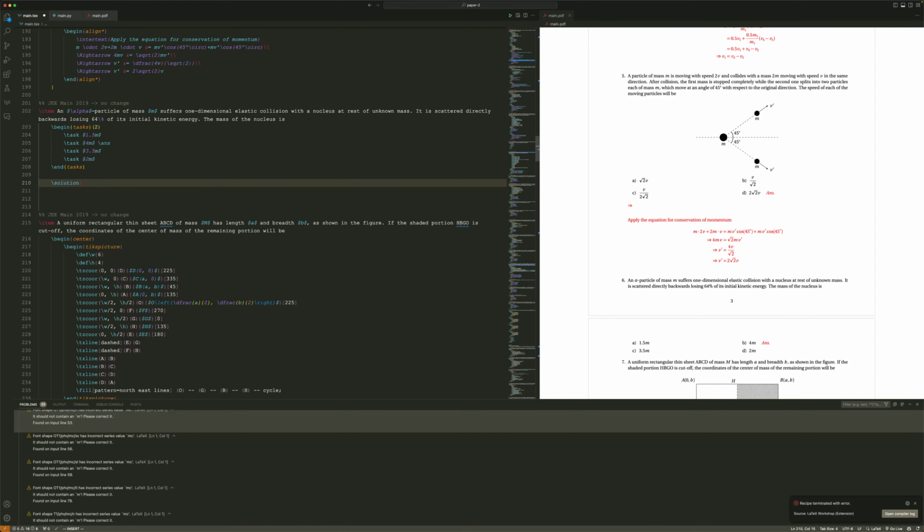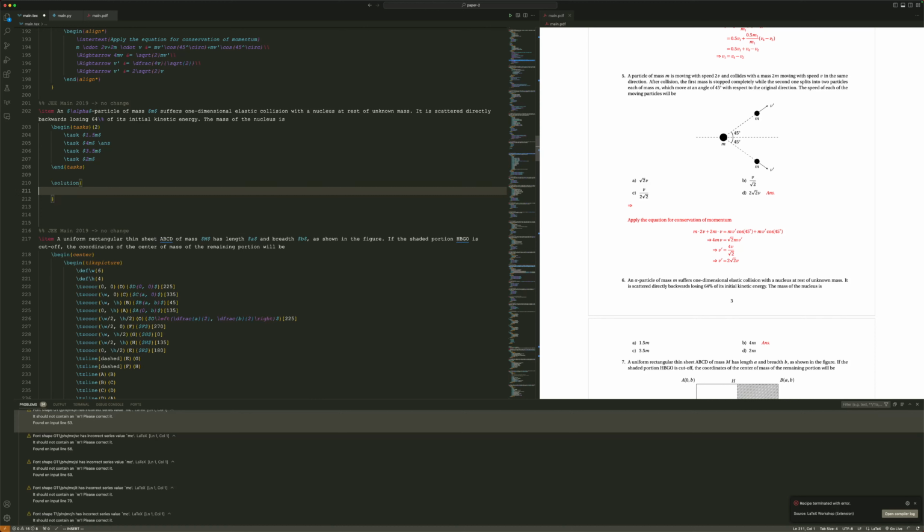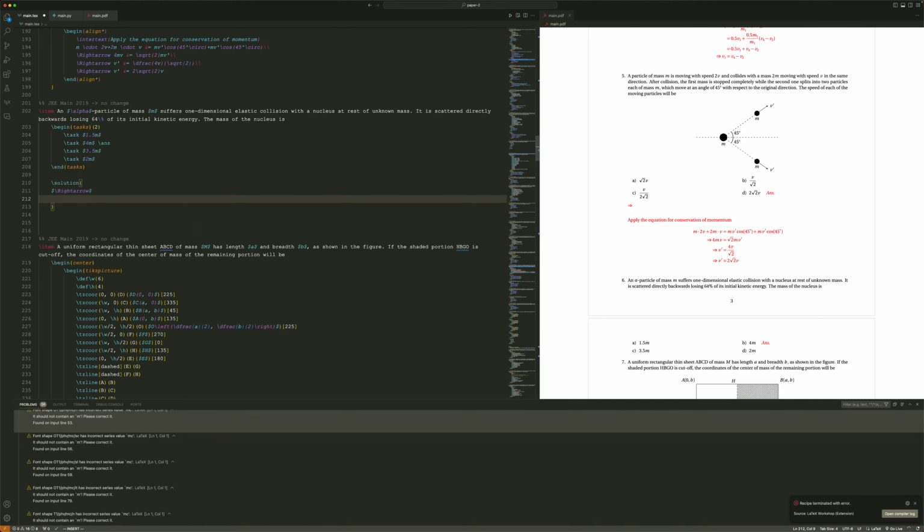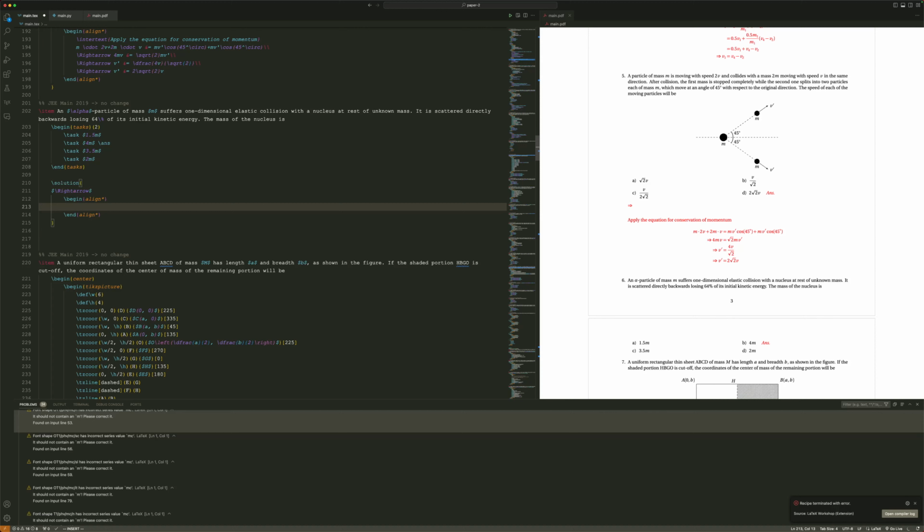Solution, and right, let's get some bottom.